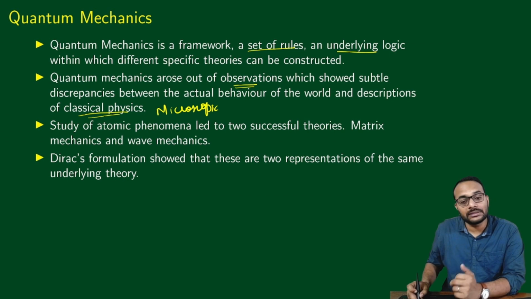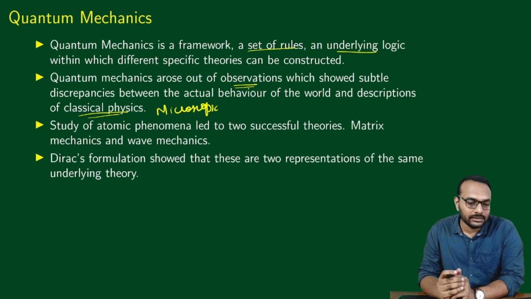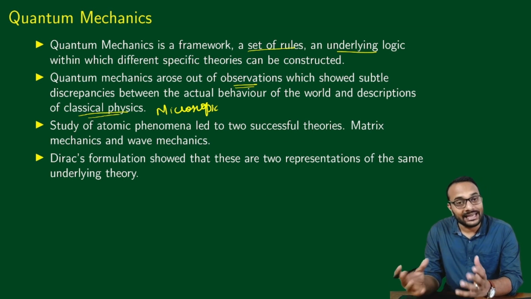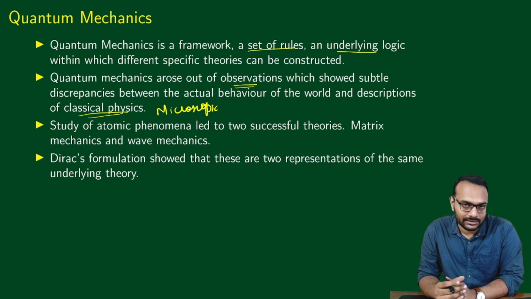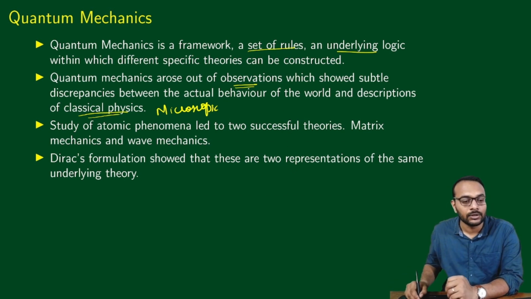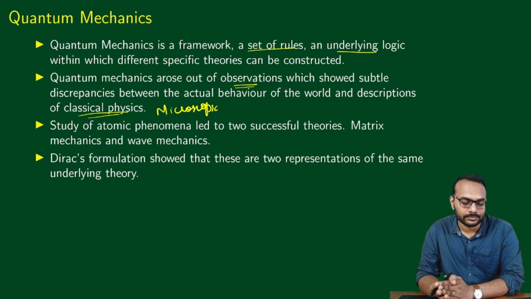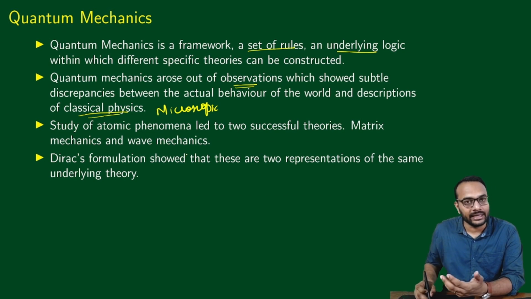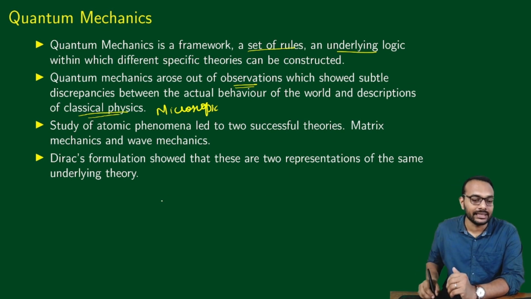It led to two successful theories, matrix mechanics and wave mechanics. Matrix mechanics was developed mainly by Werner Heisenberg, and wave mechanics by Erwin Schrödinger. In the beginning, these two theories looked entirely different, but Dirac showed that they are not separate theories, but two different representations of the same underlying theory. It's Dirac's formulation that we will be discussing in this course, and we'll see how matrix mechanics and wave mechanics are different representations of the same underlying theory. So we'll be studying Dirac's formulation.